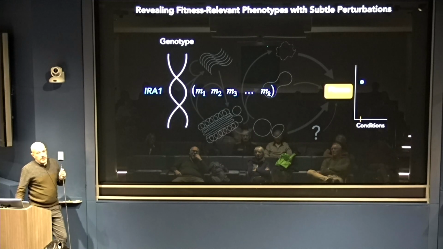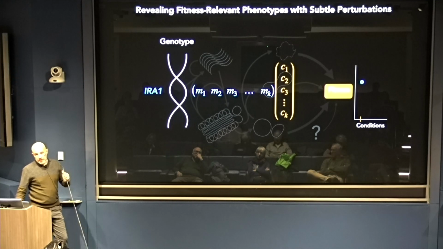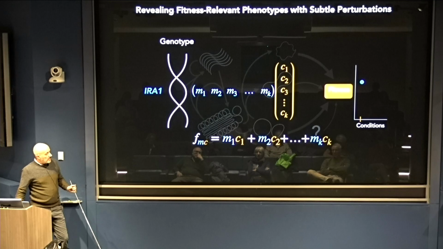Then I imagine that there are some orthogonal phenotypes in there that the mutation affects, and that these phenotypes interact with some environmental variables. There is some dimensionality k between the number of phenotypes it affects and the number of environmental variables. And my fitness, in this particular instantiation of the thinking, is just linear. We multiply the two vectors, and we get a scalar, our fitness.